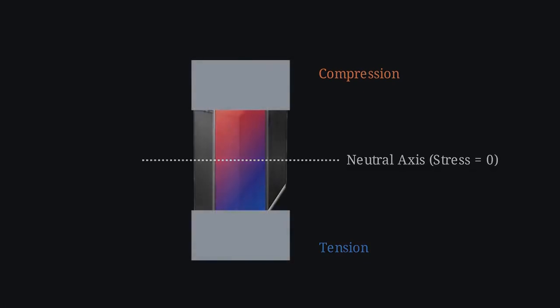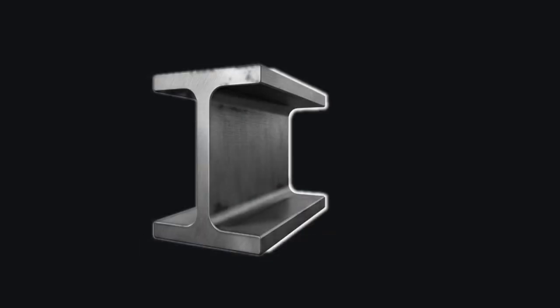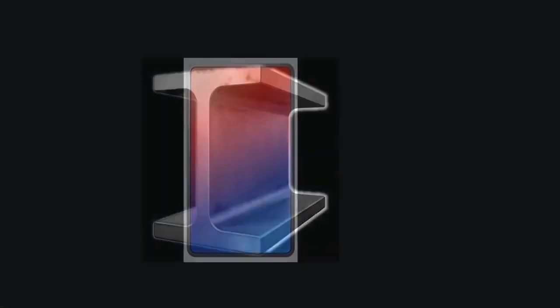Because the material near that neutral axis is doing almost no work, engineers remove it to save weight. By carving out that center and shifting the mass to the extreme edges to create an I-beam, we place the material exactly where the bending forces are highest.